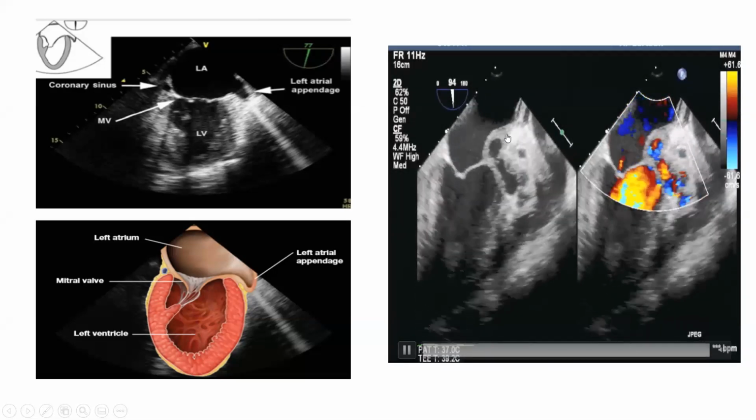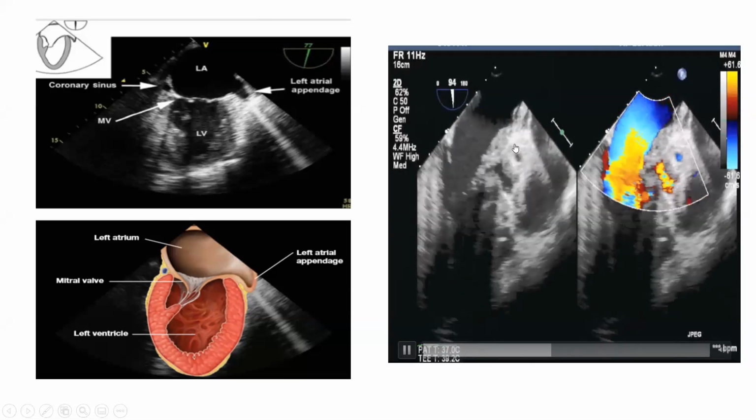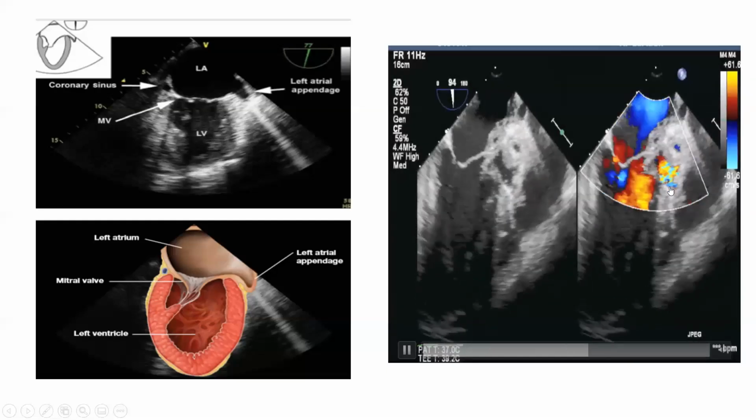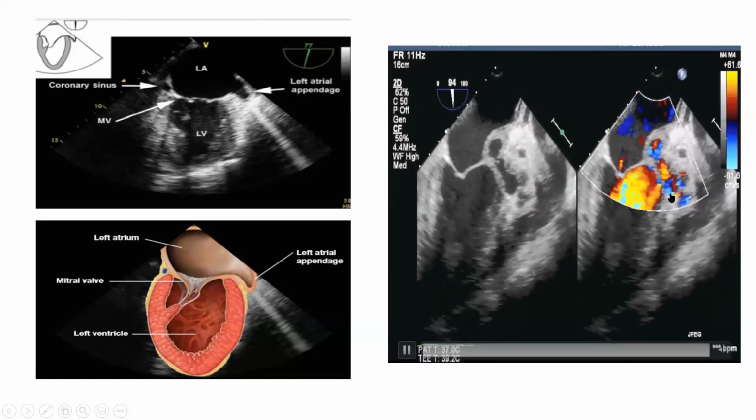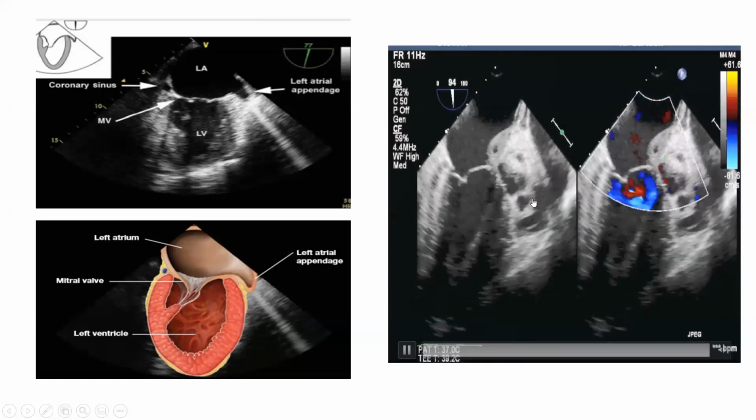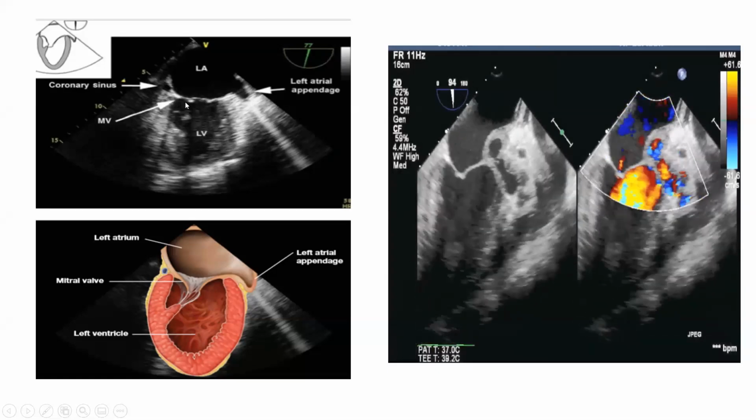There is a shaggy appearance here. There is a pulsating mass here. There is a color going inside. There is something serious going on here. This is the appendage. Yes, you are right.